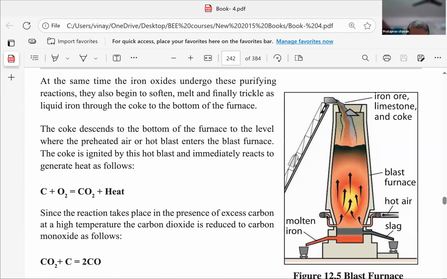You are following now what I am pointing out in the figure. Hello, yes sir. Yeah, yeah, we are seeing you, sir.